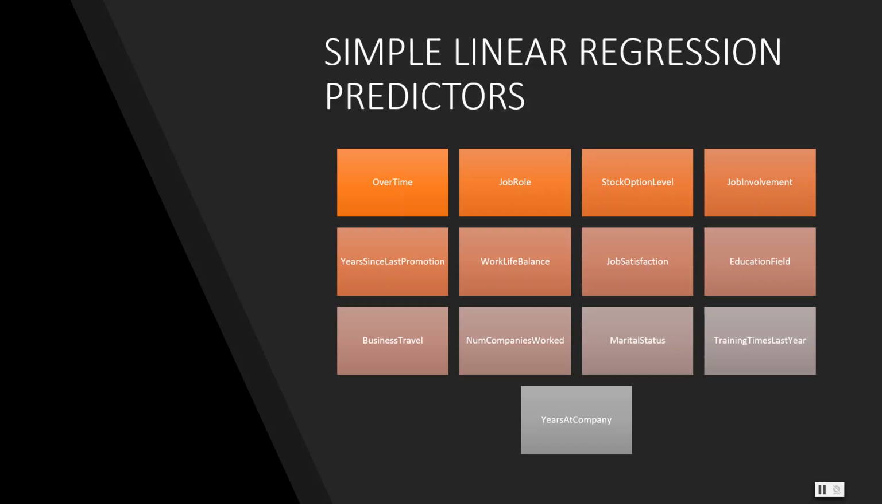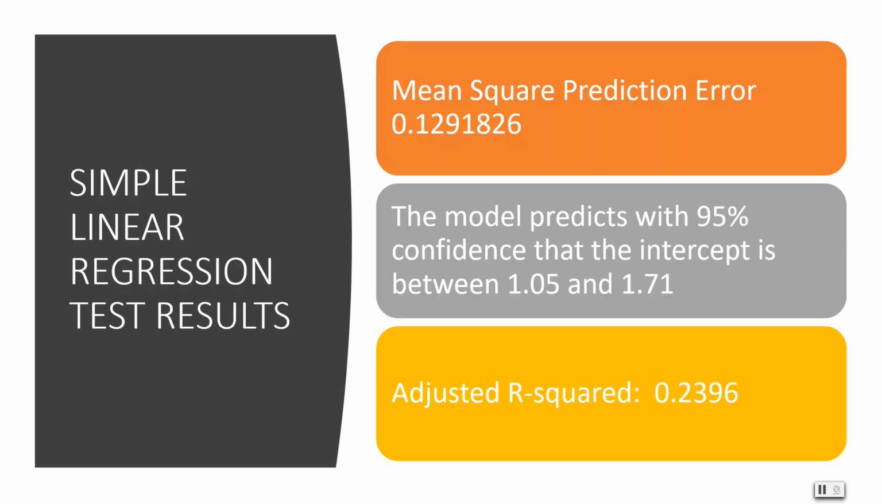With simple linear regression, I used the same predictors as the naive Bayes model. That led me to a mean squared prediction error of 0.129, which I thought was acceptable. With a 95% confidence level, I was able to say that the intercept was between 1 and 1.7. And lastly, the adjusted R-squared was 0.23.